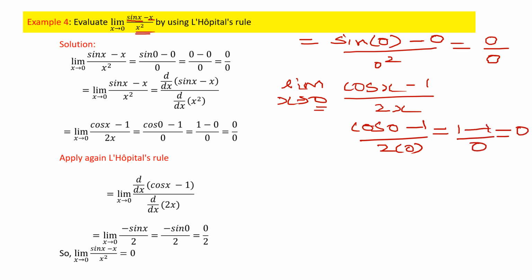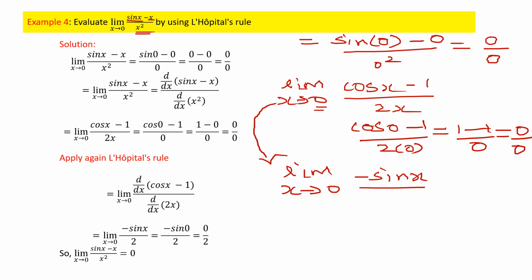So again I am getting 0 by 0. That means one more time you have an indeterminate form, so one more time you need to differentiate. Now we have limit x approaches 0. The derivative of cosine x will be minus sin x. The derivative of minus 1 will be 0. In the denominator we have 2x. The derivative of 2x will be 2.